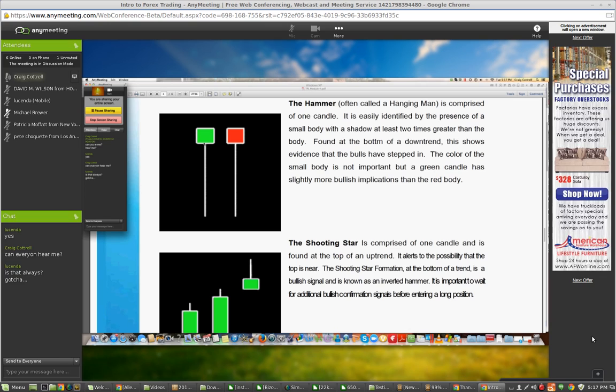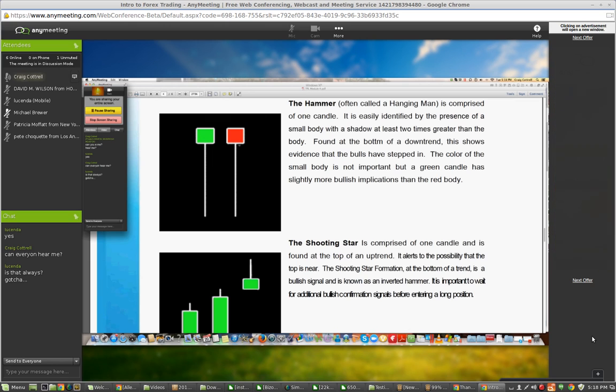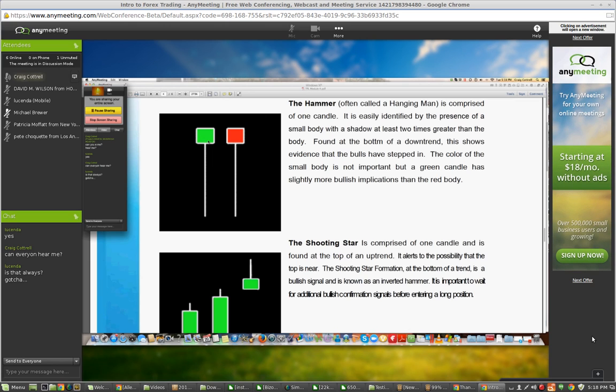Now the same thing with the red hammer. The price opened here at the top of the body. The sellers stepped in, drove it all the way down, but then the buyer stepped in, drove it all the way back up to close close to where it opened. Still below it, but close to where it opened. So even though green is slightly more bullish than the red here, both of these hammers are telling me that this downward trend is losing its steam, and we should be heading back up to the upside.